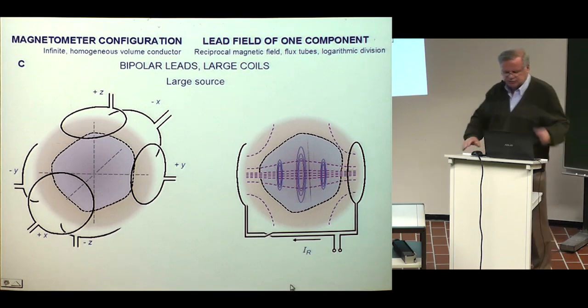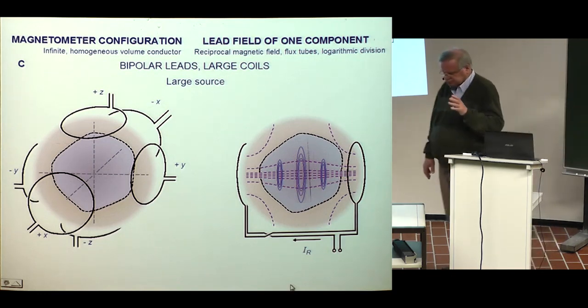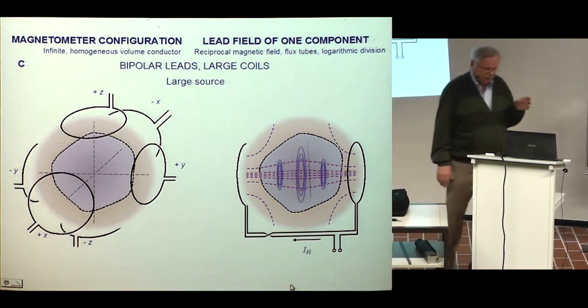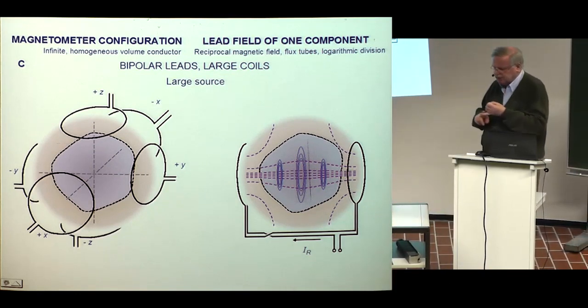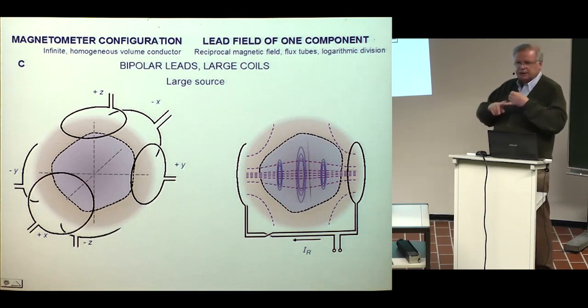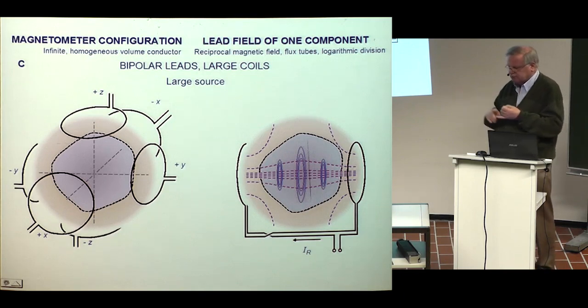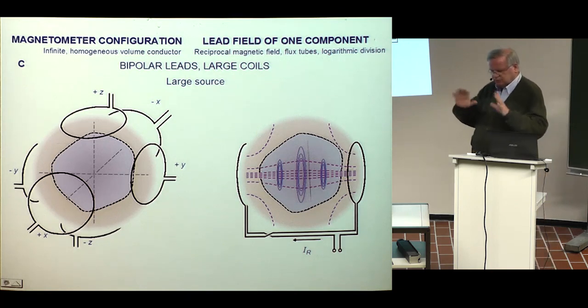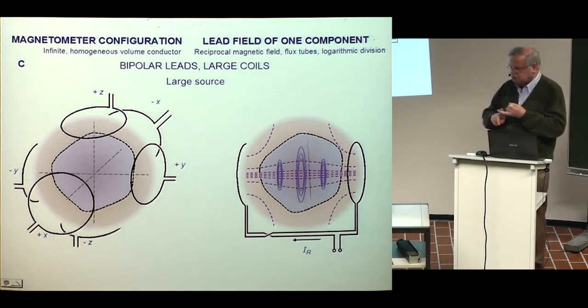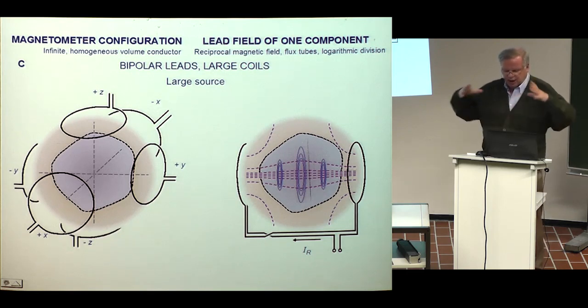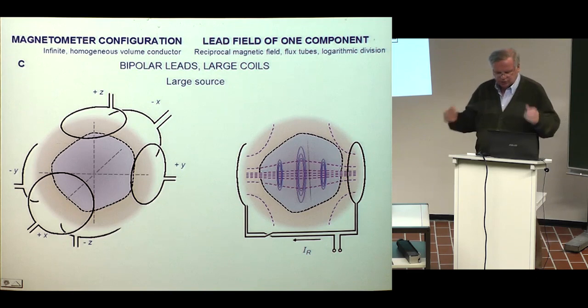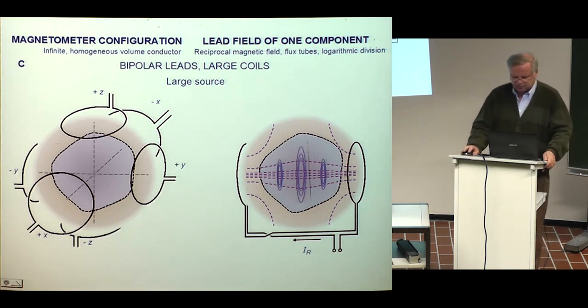So the message here is the same as in the electric case, detecting the electric dipole moment. If we have unipolar detectors, the lead field is acceptable if the source is small and far from the detector. If the source is large and close to the detector, no good. If we have a bipolar detector system, the situation is much better. And finally, if we have a bipolar system with large electrodes or magnodes, the situation is good. That is the message.